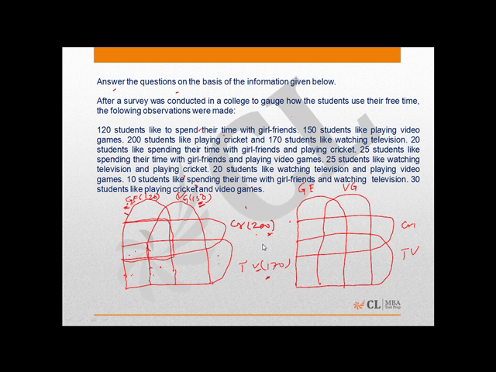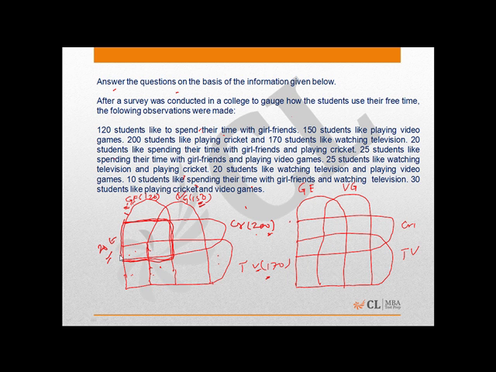Further, it is given that 20 students like spending their time with girlfriend and playing cricket. Now we have to see the common portion between girlfriend and cricket, which is this whole region. So these four regions that fall under this collectively constitute 20. So 20 cannot be represented in any particular region.